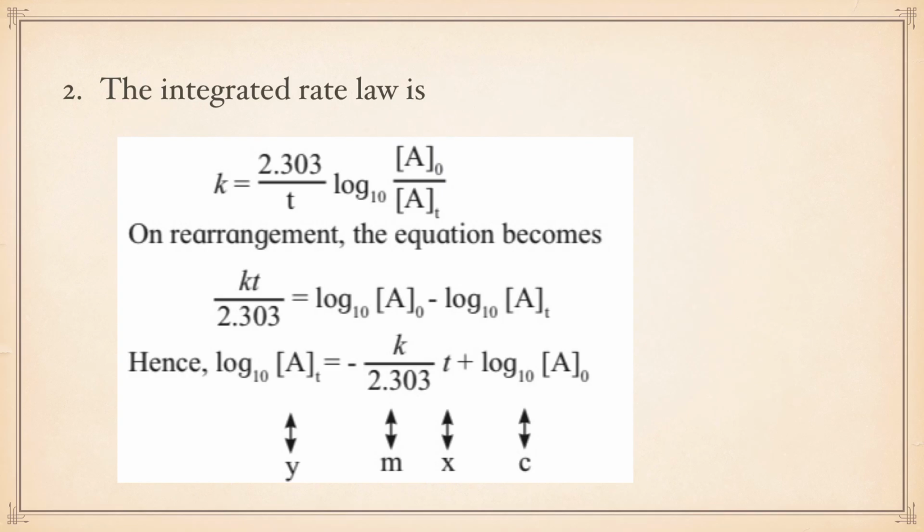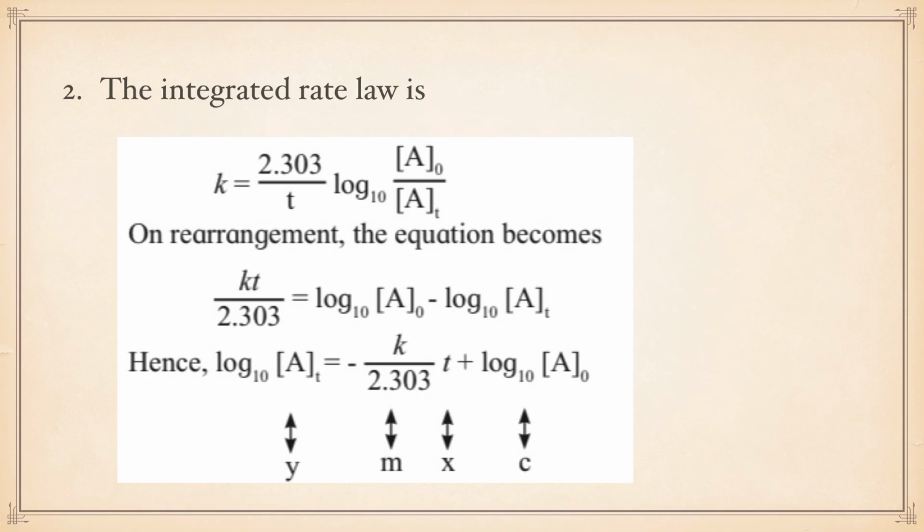The integrated rate law is given by k = 2.303/t log to the base 10 of the initial concentration upon the final concentration, where the initial concentration is given as [A]0 and the final concentration is given as [A]t. When I rearrange the above equation, I will get kt/2.303 is equal to log10 [A]0 minus log10 [A]t.